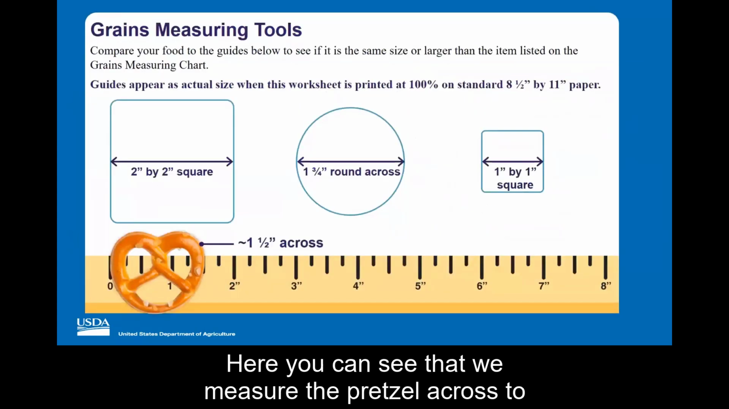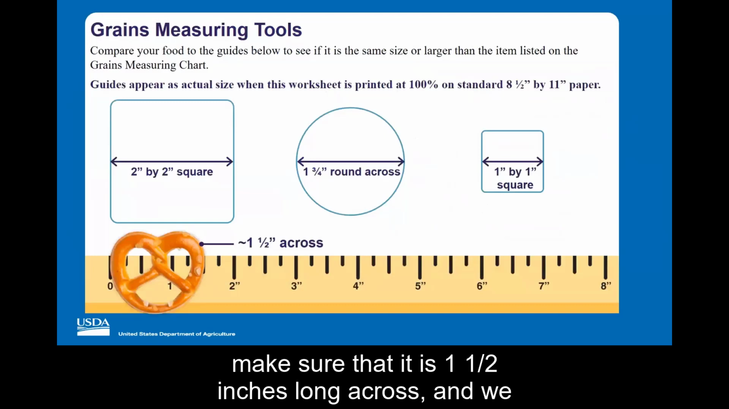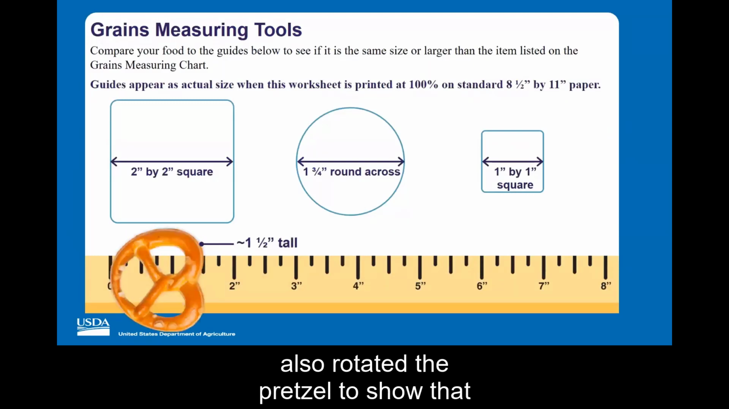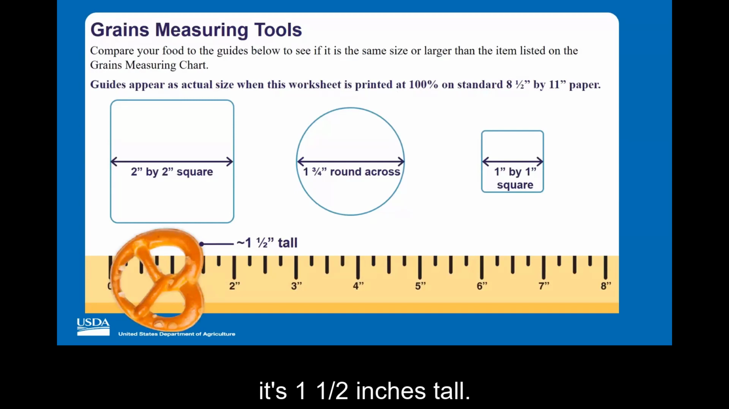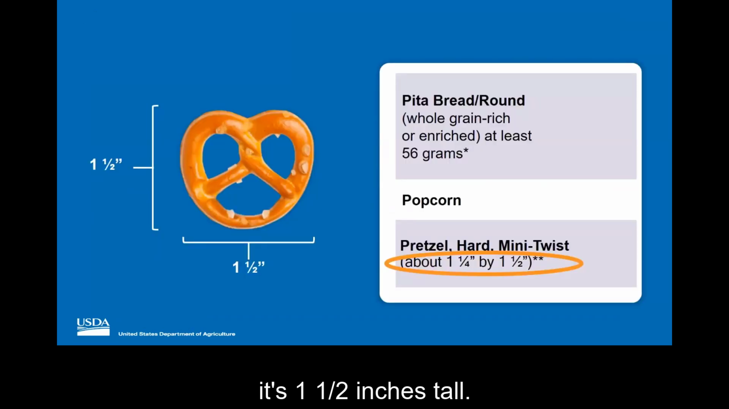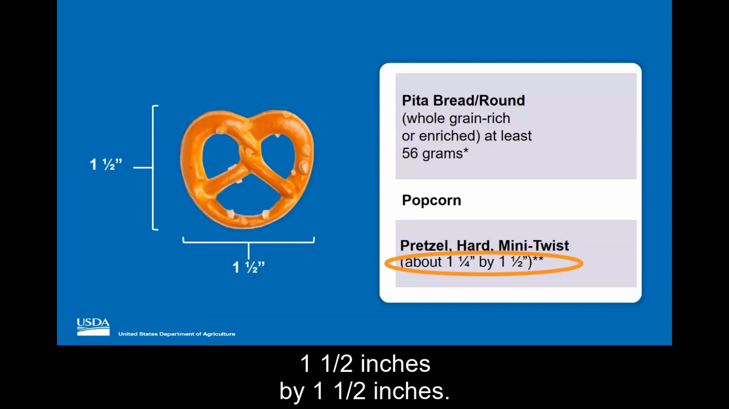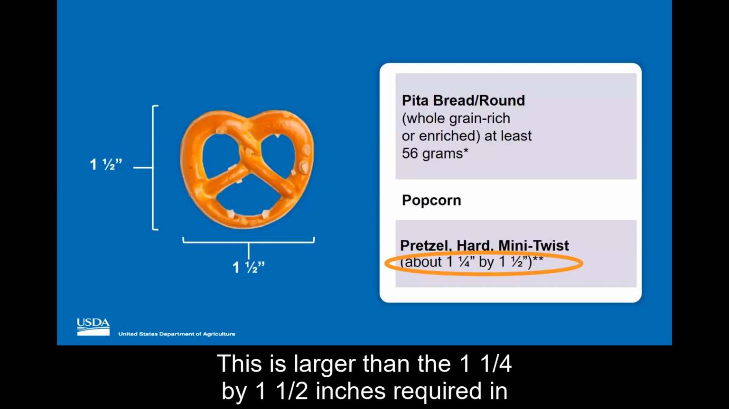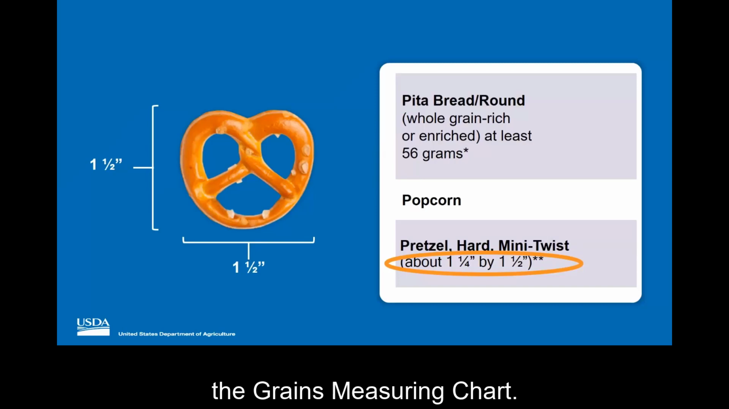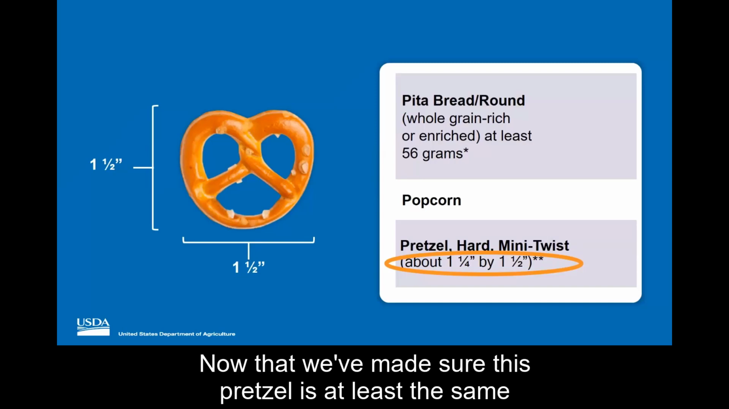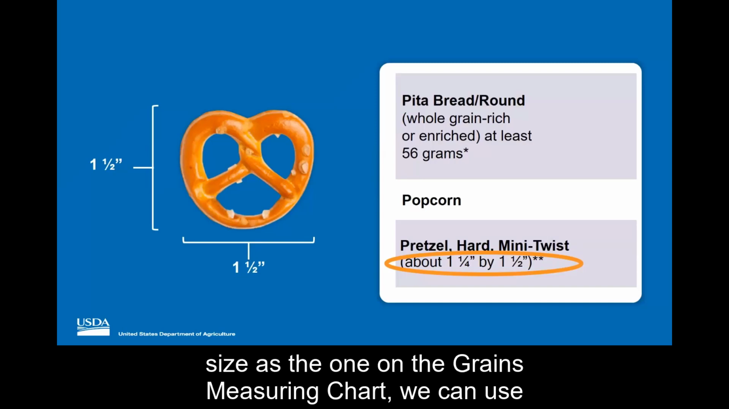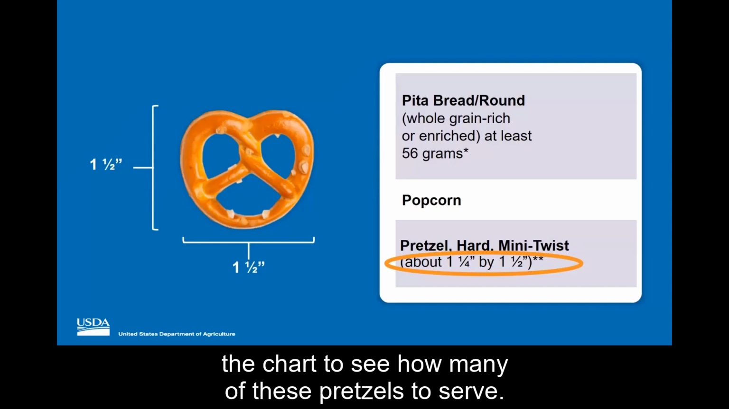So here you can see that we measure the pretzel across to make sure that it is 1.5 inches long across. And we also rotated the pretzel to show that it's 1.5 inches tall. So now we know that this pretzel measures 1.5 inches by 1.5 inches. This is larger than the 1 1/4 by 1.5 inches required in the grains measuring chart. Now that we've made sure this pretzel is at least the same size as the one on the grains measuring chart, we can use the chart to see how many of these pretzels to serve.